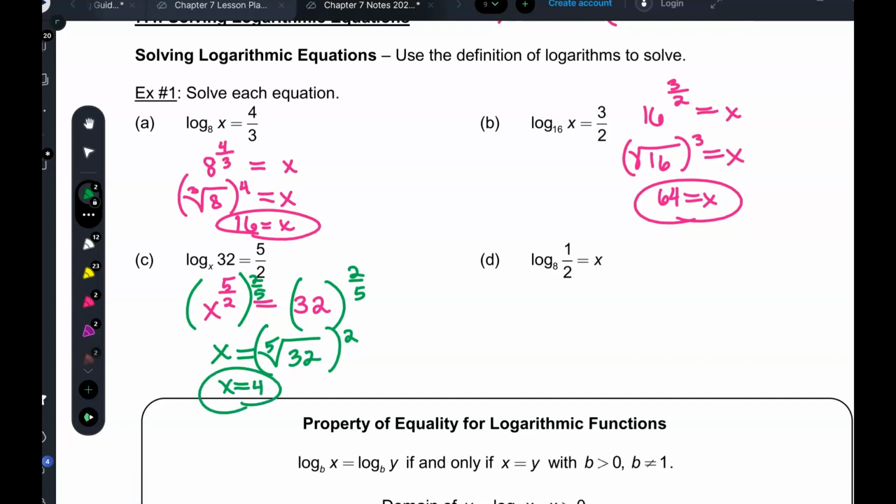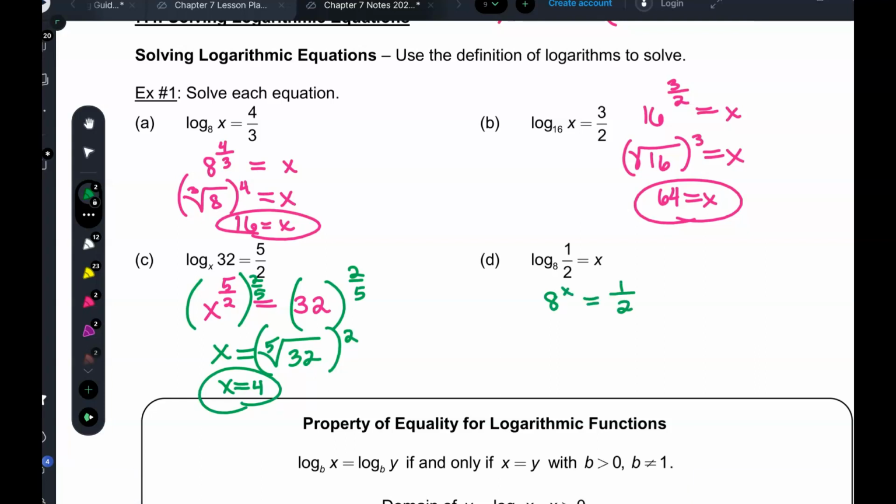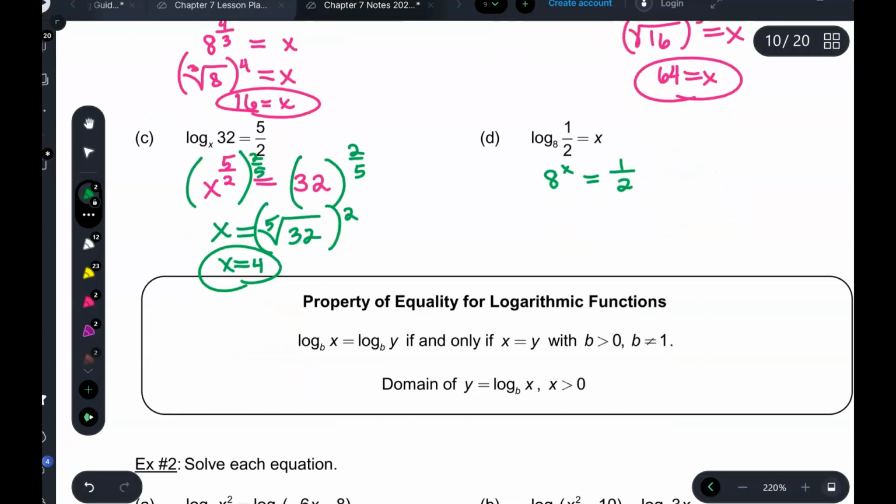Okay, one more of these. 8 to the x equals 1/2. Now this, we can think of what we did in the last lesson. Can we make these have the same base? Yeah, you can make them both have a base of 2.